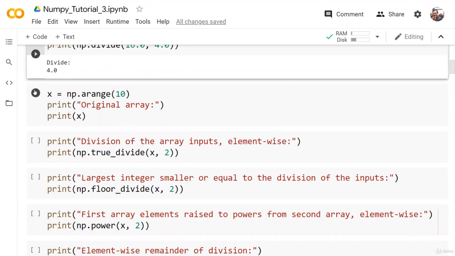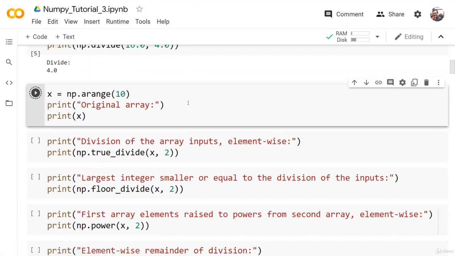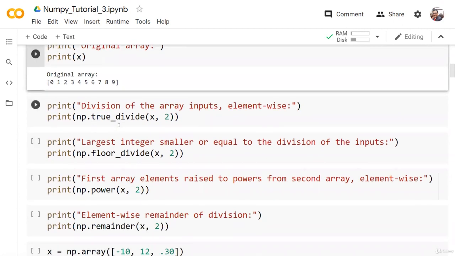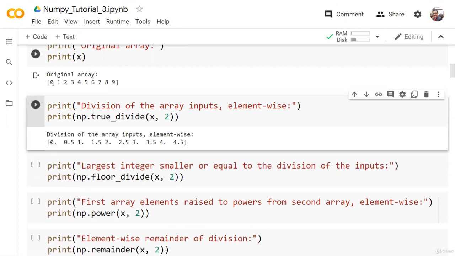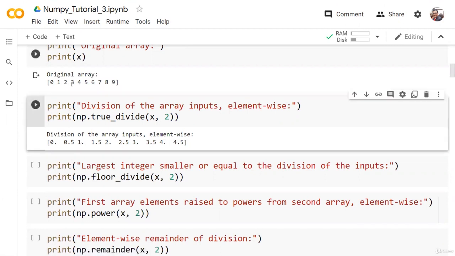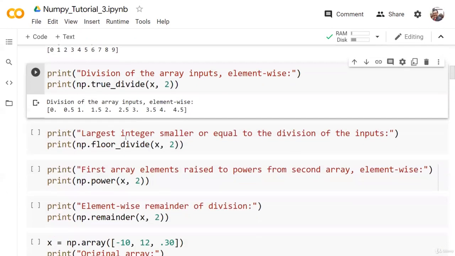So now let's go to the next one. Suppose you have the arange operation, 0 to 9. You can check out the true division of that. True division means each value will be divided by 2 and the value will be presented over here. 1 divided by 2 is 0.5, 2 divided by 2 is 1, 3 divided by 2 is 1.5.